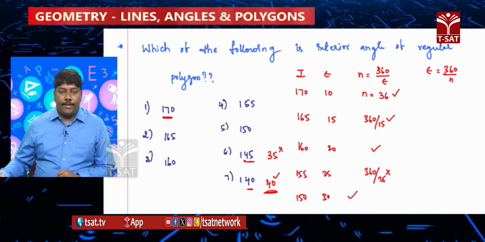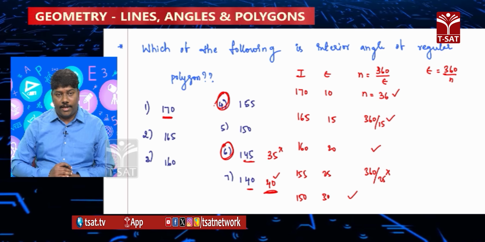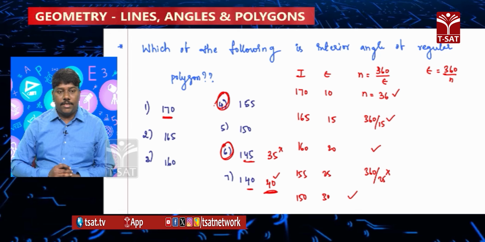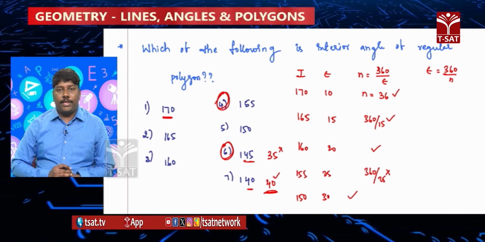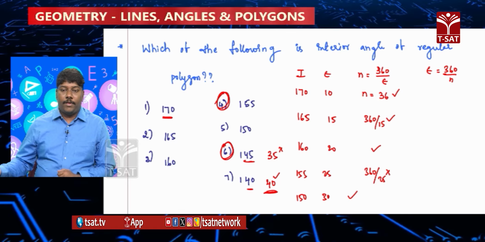So what are not interior angles of a polygon? 155 is not an interior angle, and neither is 145, because exterior angles cannot be 25 and 35. That is the reason these are not interior angles. So don't check with (n minus 2) into 180 divided by n, it will take more time.